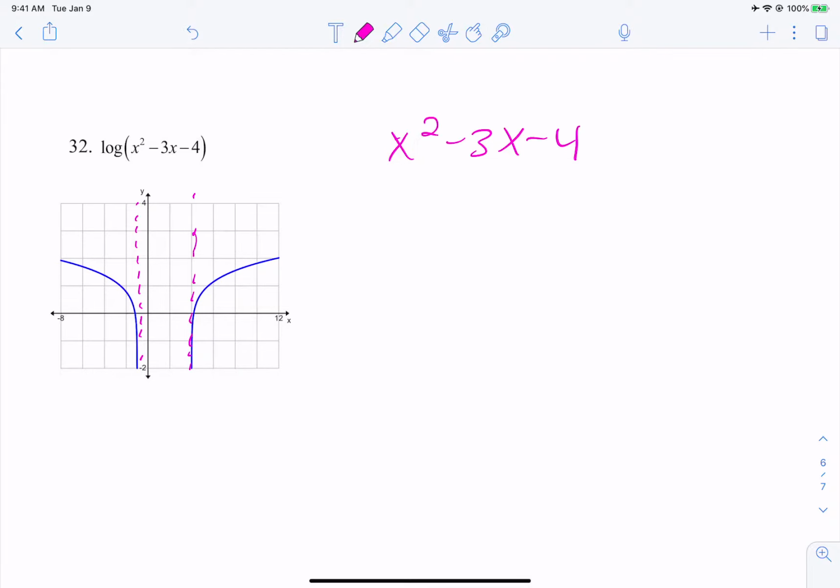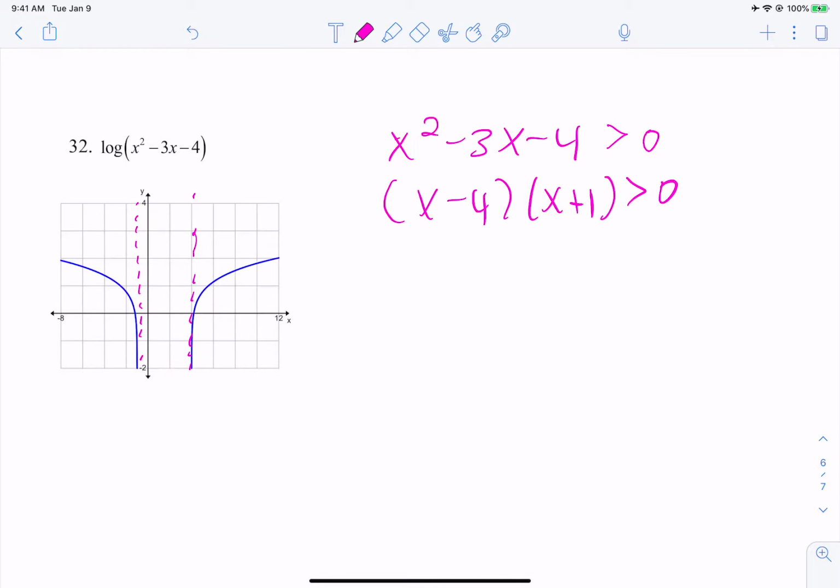Give me a second. We're going to look where that is greater than 0. Remember, we can only plug in positives. You can't plug in 0 to a logarithm. You can't plug in negatives. So we only want the positives. So next, let's try to factor it. So this is going to be x minus 4 and x plus 1.